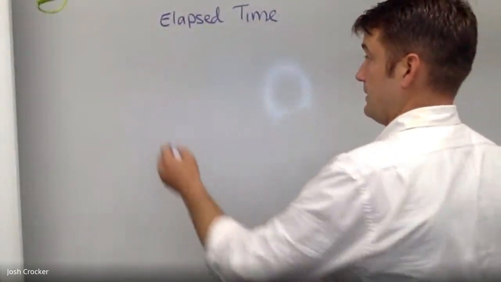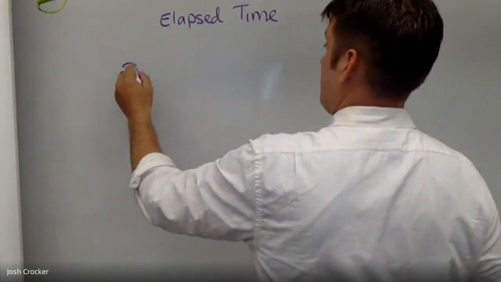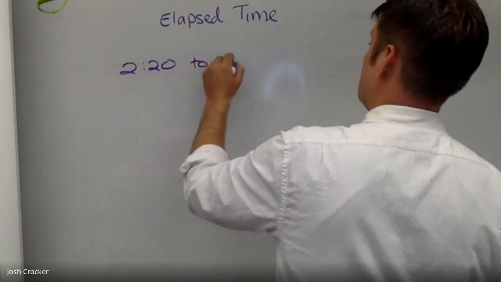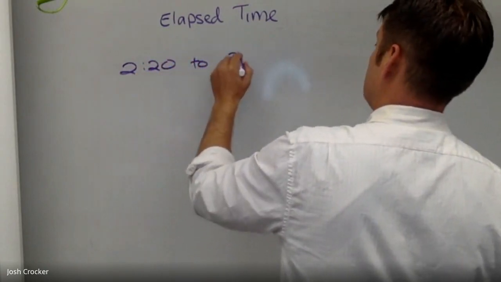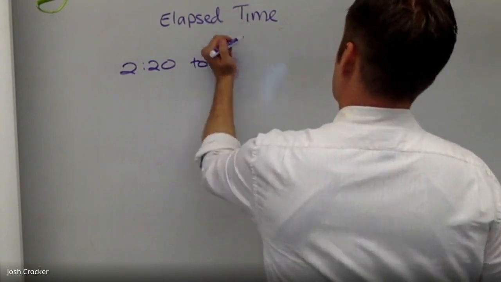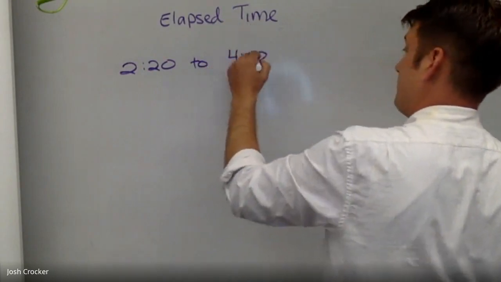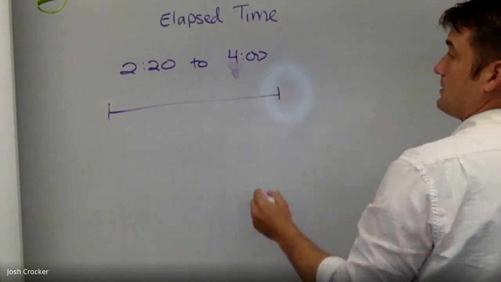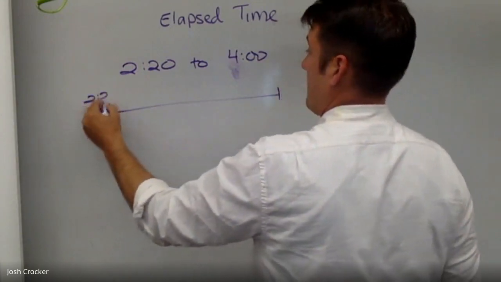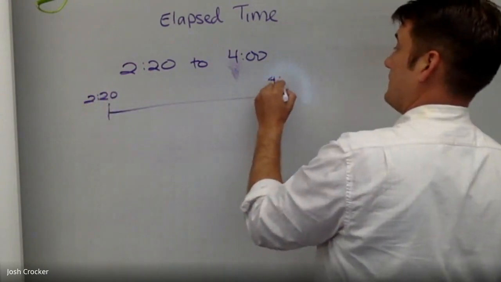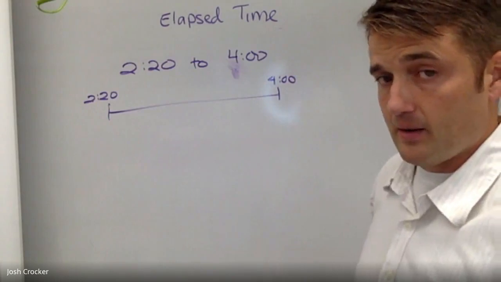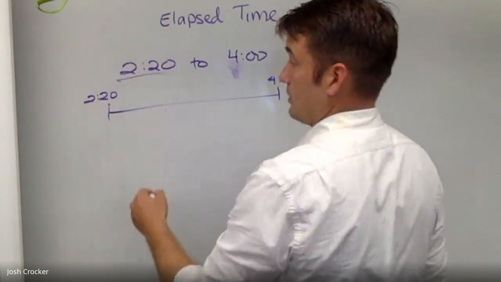Let's do another one like that. 2:20 to 4 o'clock. Okay, not a very wide window of time. So 2:20, 4 o'clock. Okay, I can always figure out the time to the next hour from my start, 2:20, right?